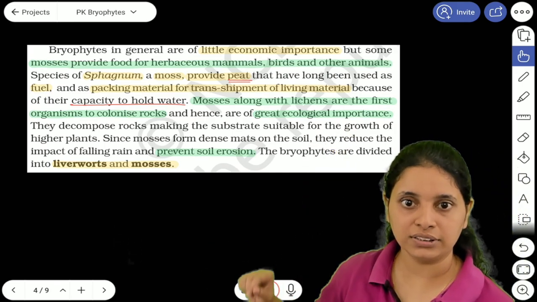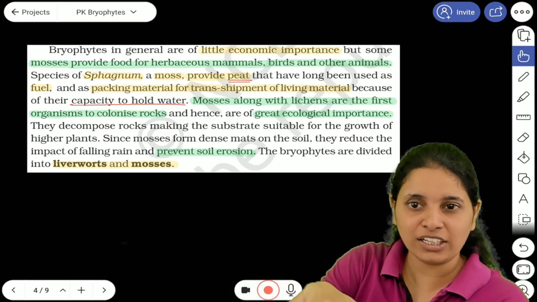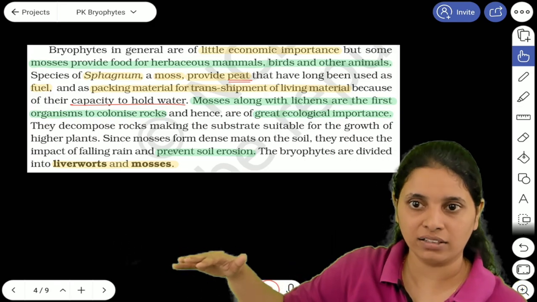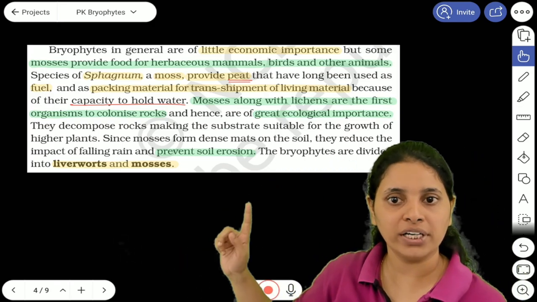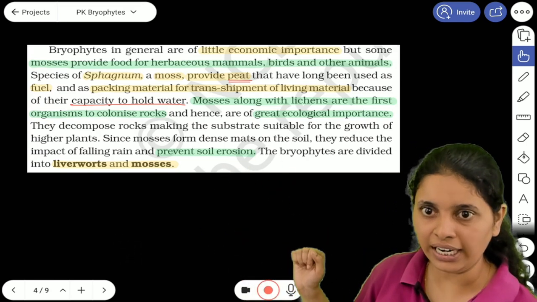So that is why they are of great ecological importance, right? Then, since mosses form a dense mat on the soil, they grow horizontally like a mat. They reduce the impact of falling rain and, super important, they prevent soil erosion, right?